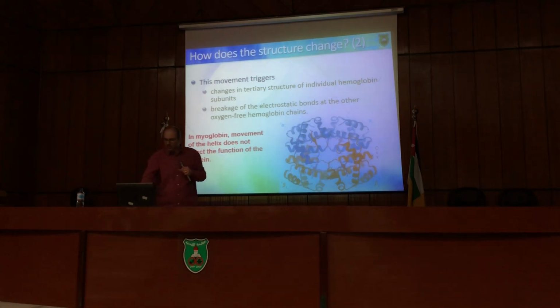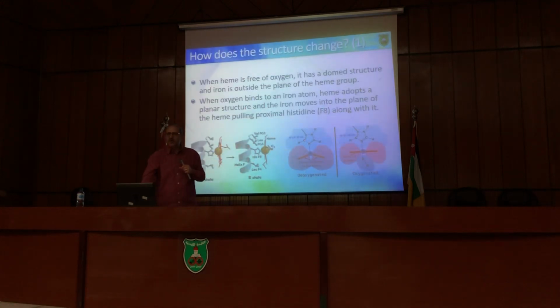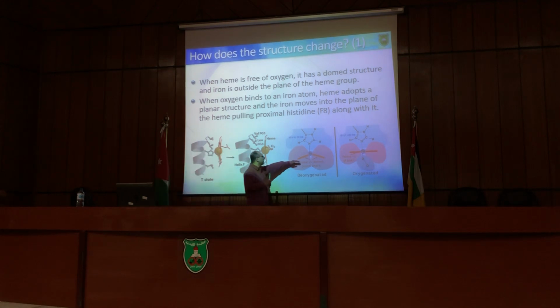The question is, why do these electrostatic interactions break? This is the beauty of biochemistry, because there is movement of only 1 nanometer. That's it. Just 1 nanometer. Movement of what? Movement of the heme group. I said that heme has a flat structure. In fact, it looks like a dome.